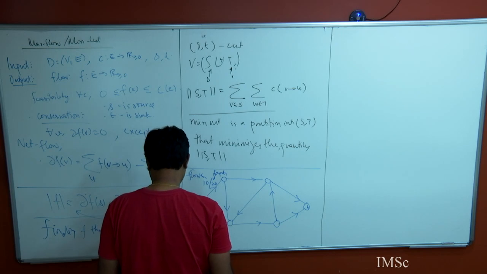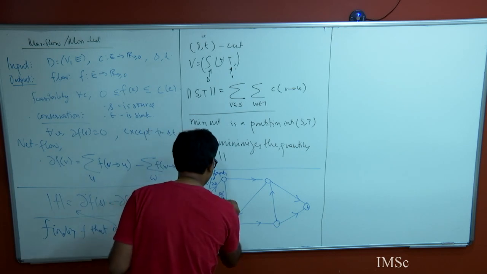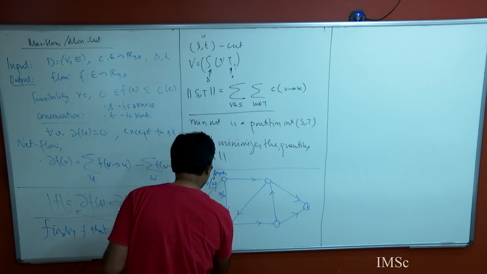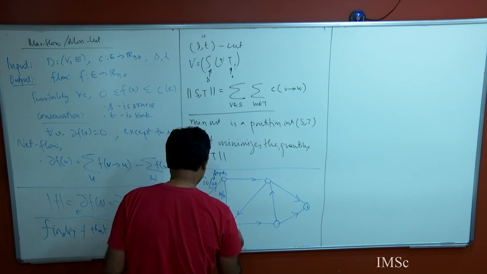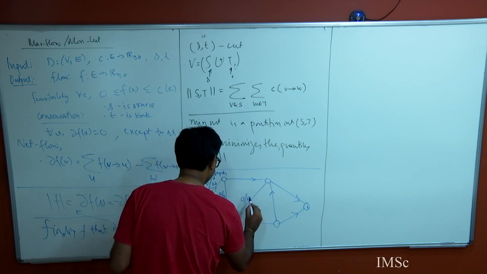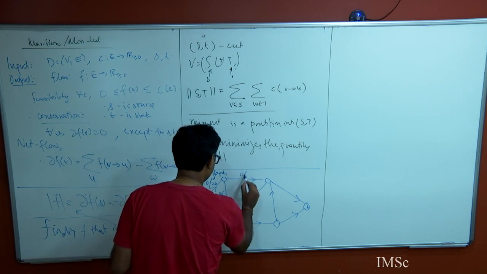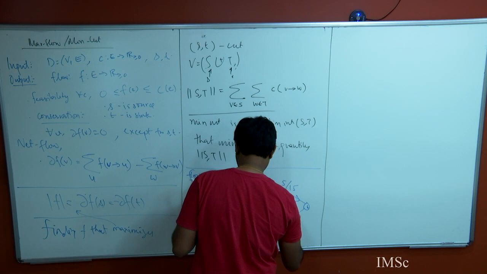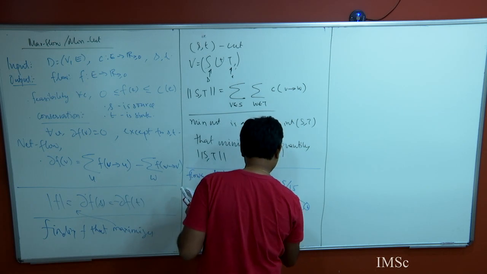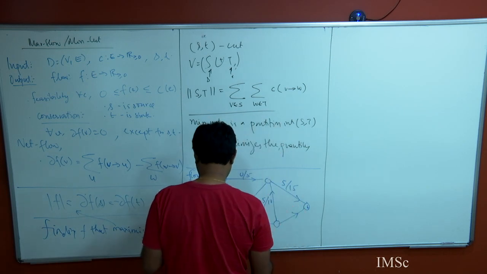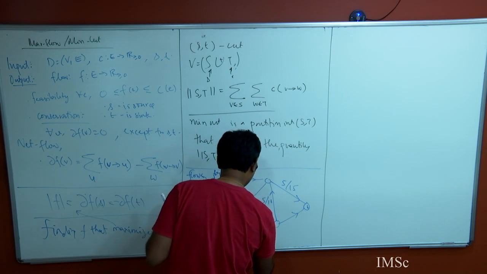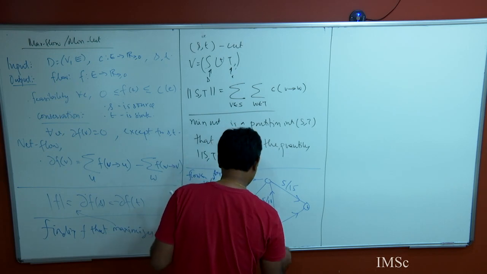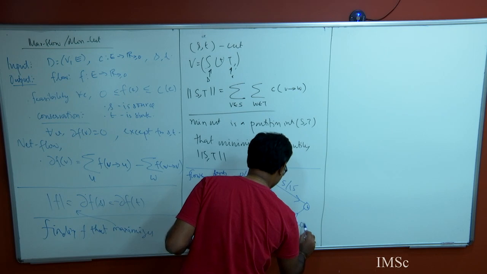This is 10 on 10. This is 0 on 10. This is 0 on 15. This is 0 on 5. This is 5 on 15. This is 5 on 10. And this is 10 on 10. This is 5 on 20.